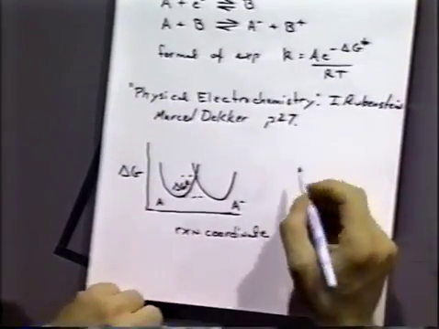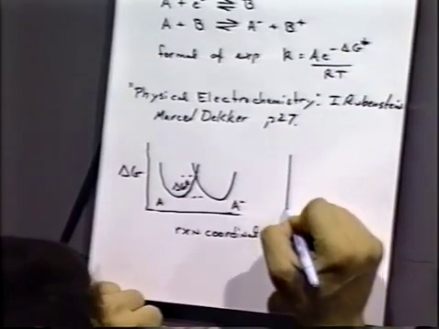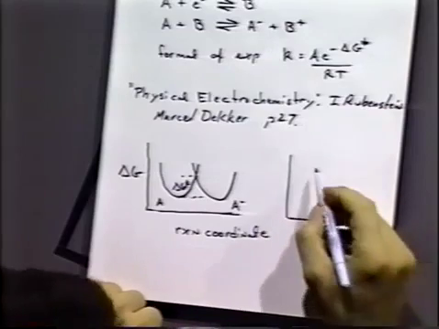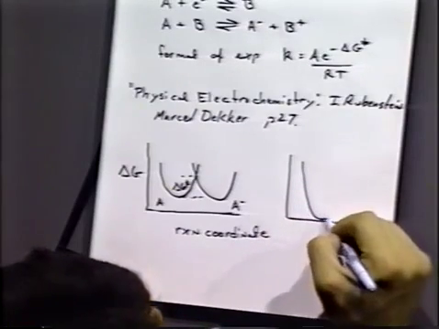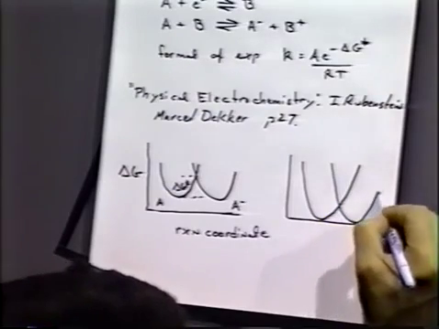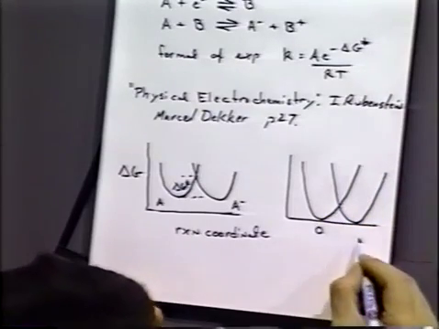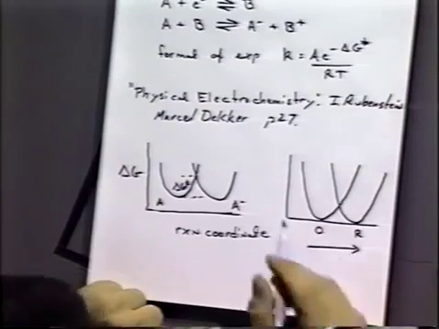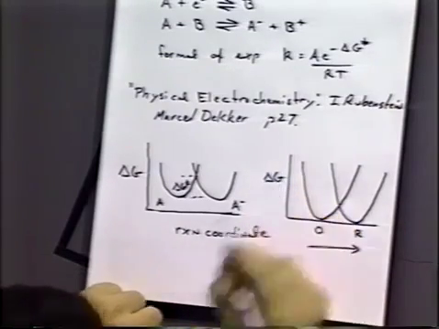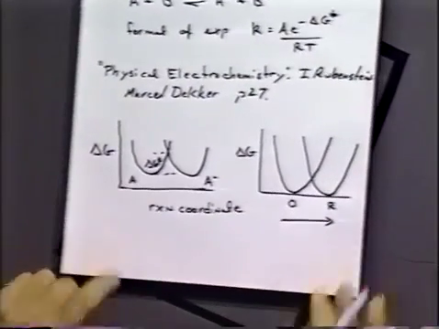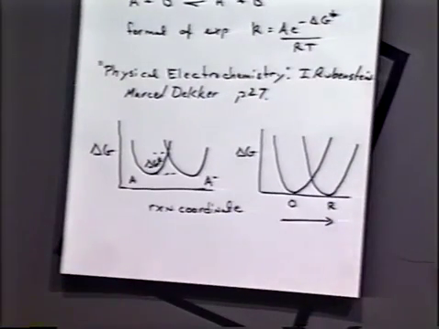Let's consider a different situation. Let's suppose we wanted to take our A and make it into two molecules. Let's call them O and R. Again, proceeding along this reaction coordinate, here's the free energy. Now let's suppose we wanted to make O into an R.